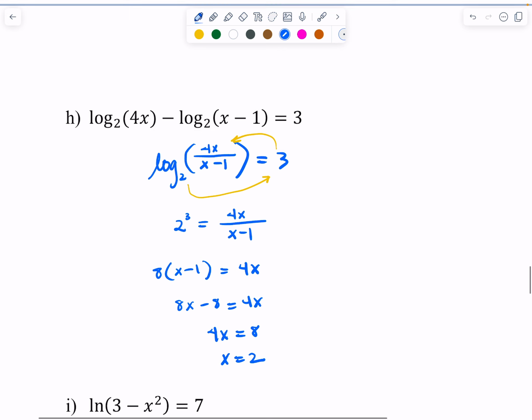This is a log equation, so I have to think about checking. Plugging 2 in, that looks okay. That'll work. Log base 2 of 8 minus log base 2 of 1, which would be 0. And then log base 2 of 8 would be 3. So that works.